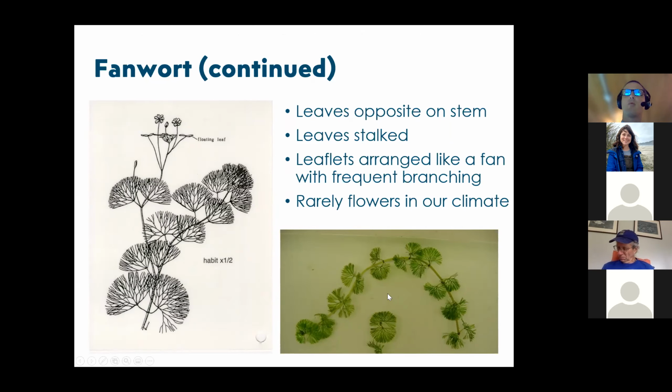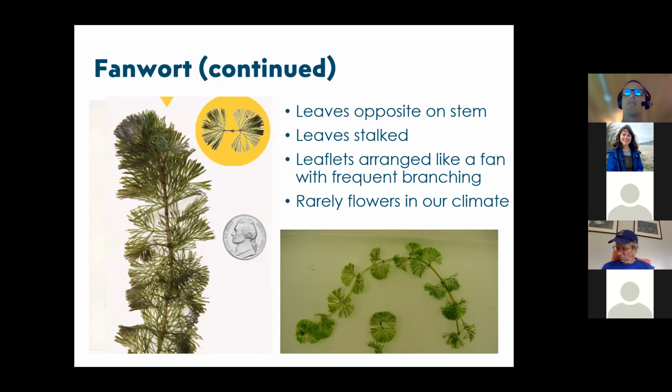It also is a little bit more rigid, so it will hold up better when it's out of water. And here you can see, if you cut a segment of it, it has this very clear pattern of 2 opposite leaves.